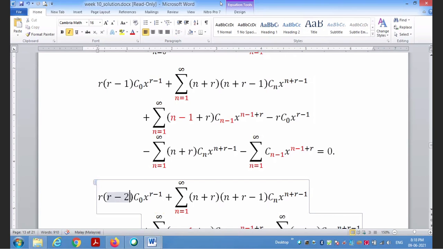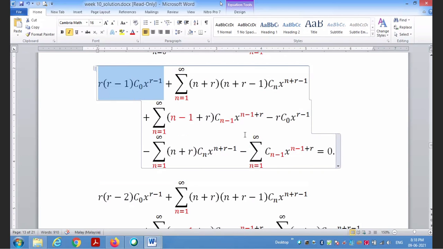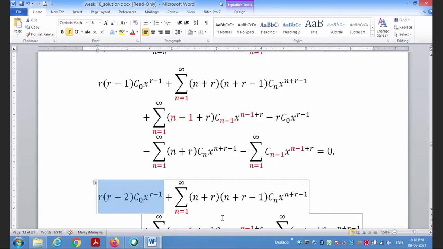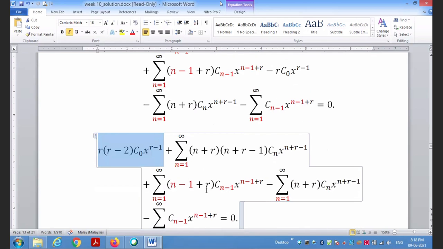From my observation, from my experience in this topic, students always make careless mistakes. Students tend to lose a lot of marks in this chapter because they make careless mistakes. Please avoid that, right? So we combine these two, and we have these terms, and the rest remain unchanged.